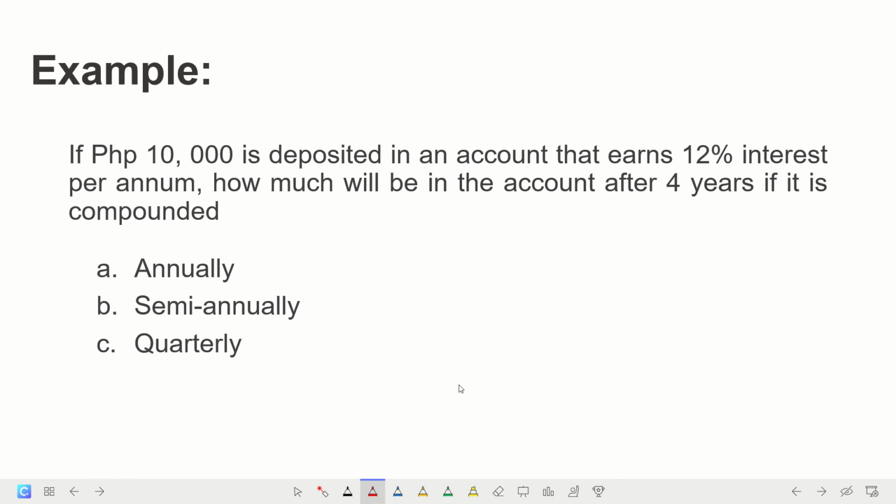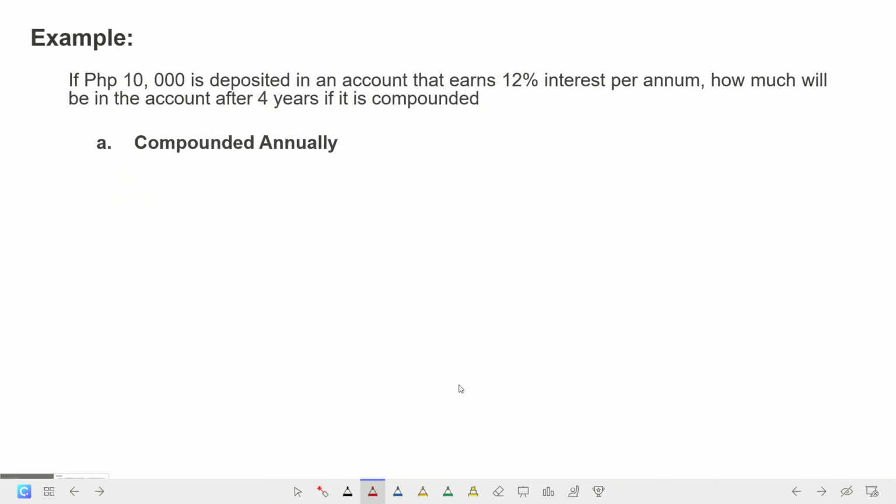Let us have the following example. Example number 1. If 10,000 pesos is deposited in an account that earns 12% interest per annum, how much will be in the account after 4 years if it is compounded A, annually, B, semi-annually, and C, quarterly? Let us answer letter A. Let's write first the formula. A is equal to P times 1 plus r divided by n, raised to n times t.